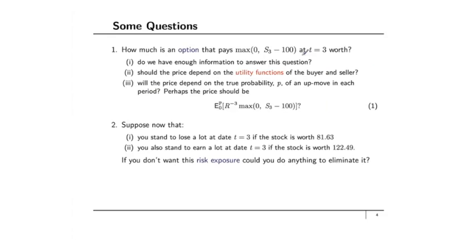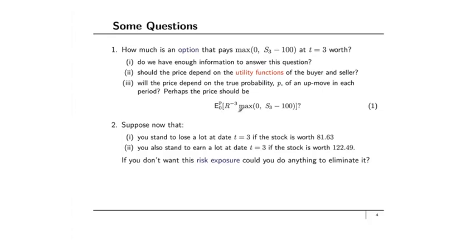That's not clear. Another question is, should the price of the option depend on the utility functions of the buyer and seller? I'll discuss what I mean by utility function in a moment, but loosely speaking, I'm referring to how much value a buyer and seller might get from that security. Will the price depend on the true probability P of an up move in each period?